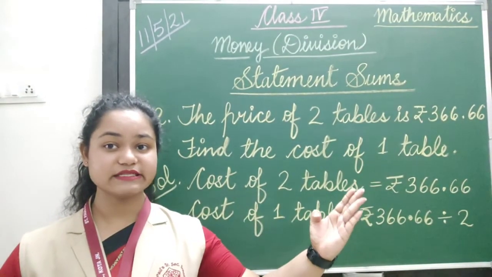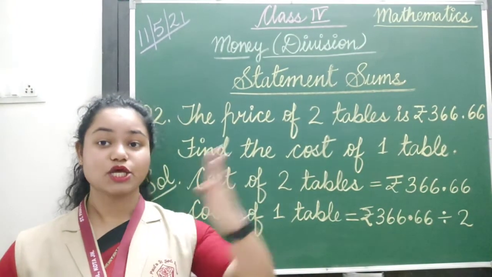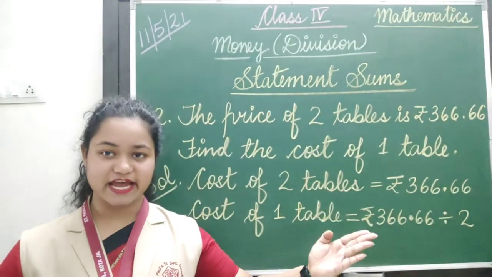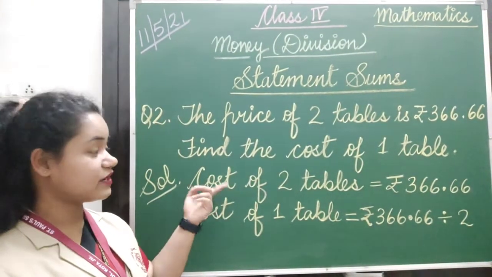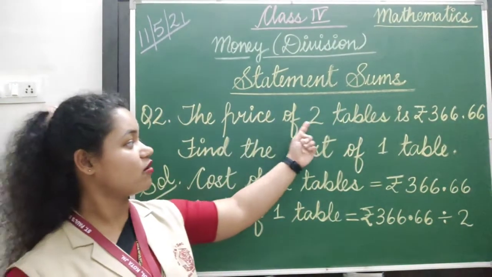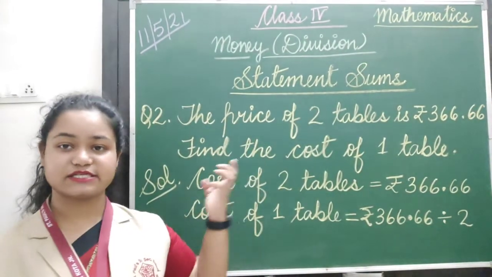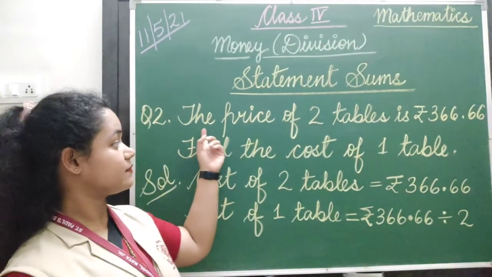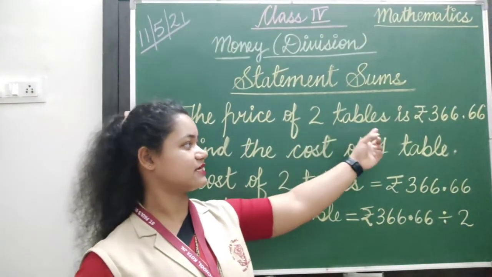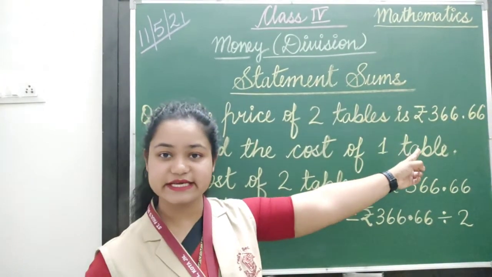Many to 1 means divide. Understood? So, first line, the price or cost. Price and cost are the same thing. Okay? So, the price of 2 tables is rupees 366.66.